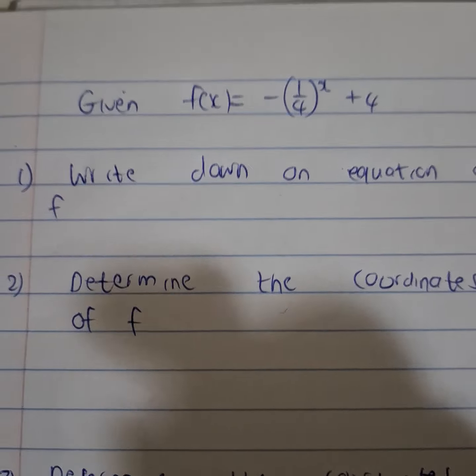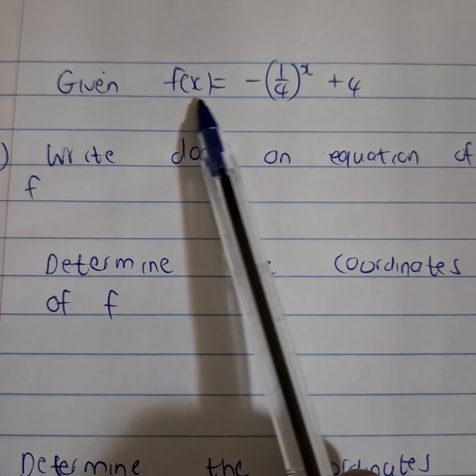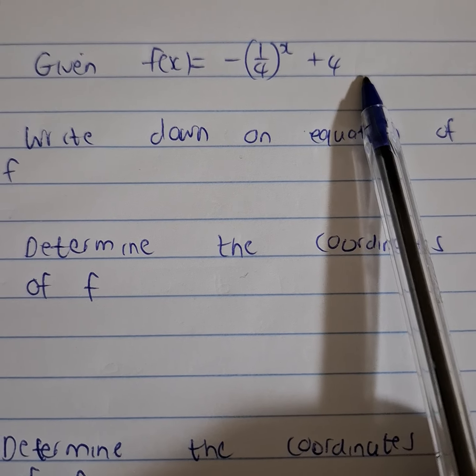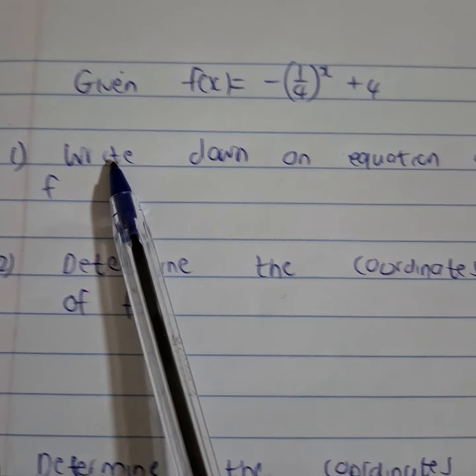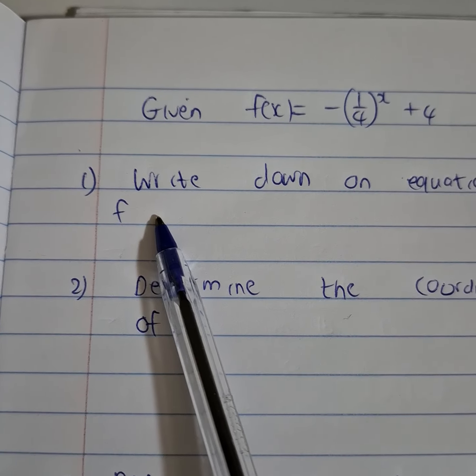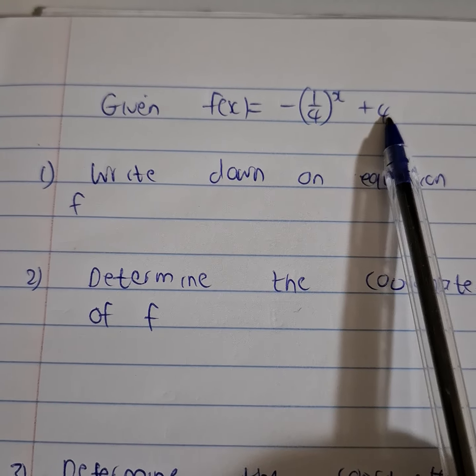Alright, so we're going to look at a question now under exponential functions. Given f of x is equal to negative (1/4)^x plus 4. The question says write down an equation of the asymptote of f. Now f of x is equal to negative (1/4)^x plus 4.